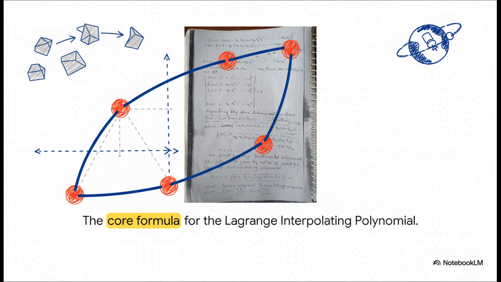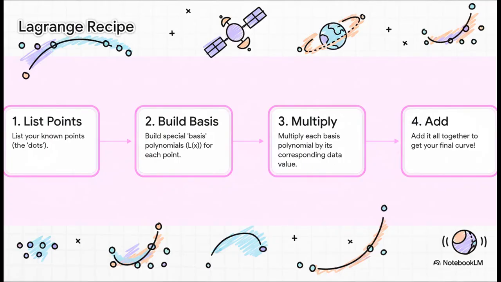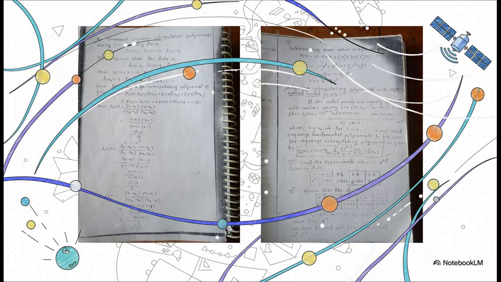See, it's really just a four-step process. Super simple. Step 1, you list out all the points you know, your dots. Step 2, for every single dot you build one of these special basis polynomials. And here's the trick, the secret sauce. Each one of these is built to be 1 at its own point and 0 at all the other points. It's genius. Step 3, you take each of those special polynomials and multiply it by its data value. And step 4, you just add the whole shebang together. That's it, you've got your curve. And check this out, here it is in action, pulled right from the source material.